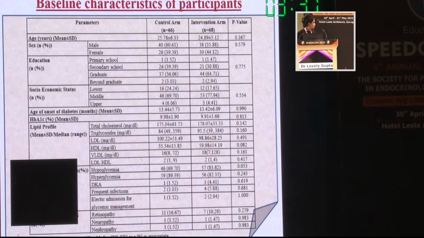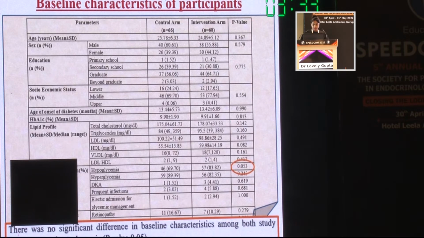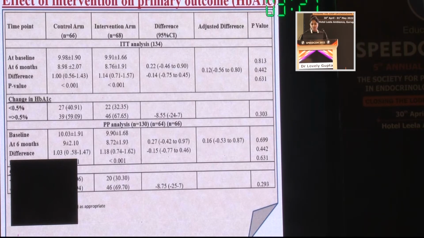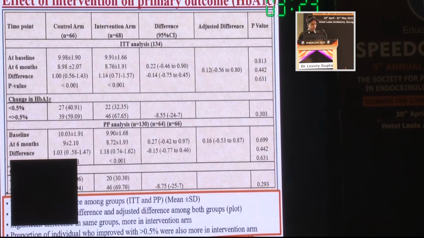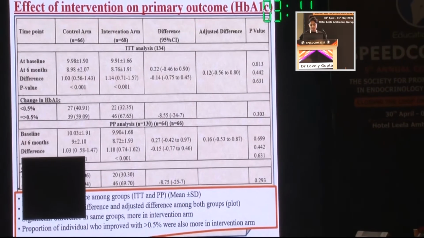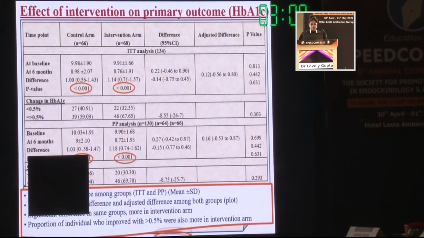So these are the baseline characteristics of my study. Only hypoglycemia was seen to be significantly different, and that's why it was adjusted in following outcomes. Effect of intervention on primary outcome, HbA1c: there was no significant difference among the groups when ITT, that is intention to treat, and per protocol analysis was done, as we can see through mean plus minus SD, but there was improvement seen in difference and adjusted difference among both the groups.